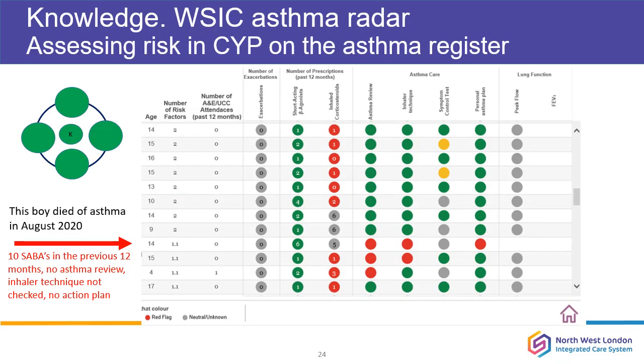Knowledge again. A similar approach can be taken with other variables known to be associated with poor asthma control. Here we have the number of exacerbations, numbers of prescriptions, asthma care and potentially lung function on the horizontal axis. The red, amber and green spots represent good, dubious and poor care. On the vertical axis we have the individuals with asthma, with a big red arrow showing the boy who died, who had had 10 inhalers in the previous 12 months, no asthma review, no check of his inhaler technique and no care plan. So definitely time for improvement.